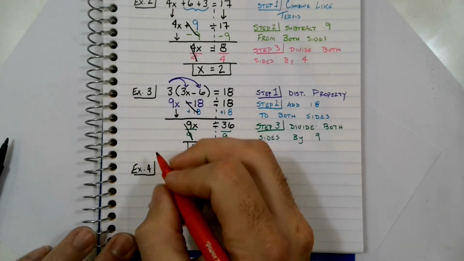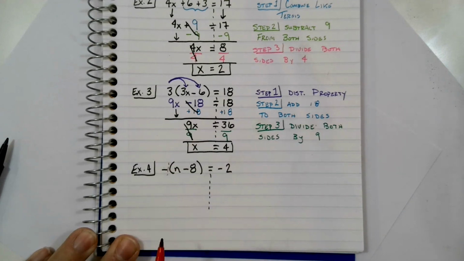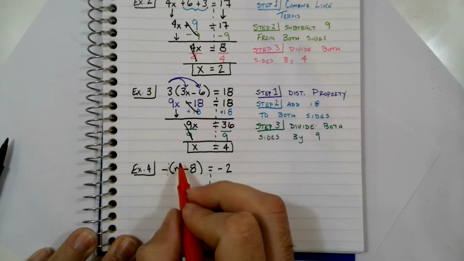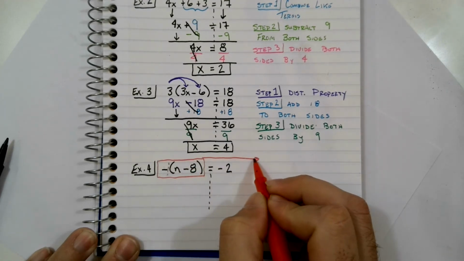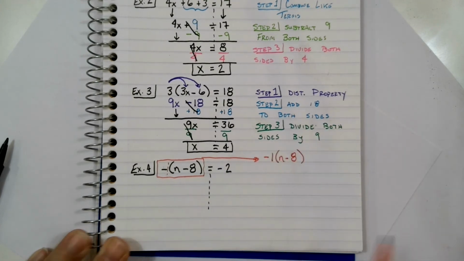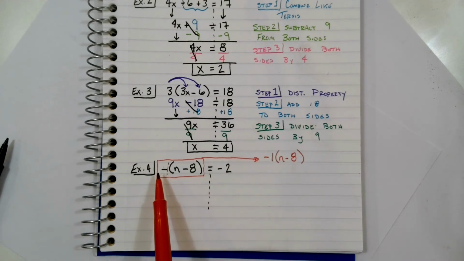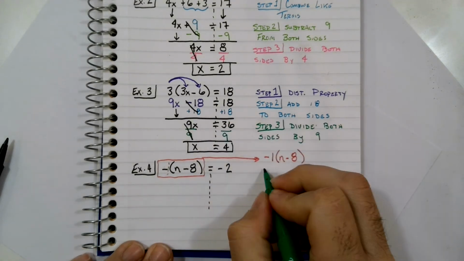This is the same as if I put an invisible 1 there, it's like a negative 1. So this, and I'll just put a square around this and show it over here, is the same as negative 1 times n minus 8. If it's a negative by itself, it's negative 1 times n minus 8. So this is why I wanted to show this particular problem so you guys can look at this and see it. So now that we've got that covered, my first step here is going to be my distributive property, just like we did in the previous example.